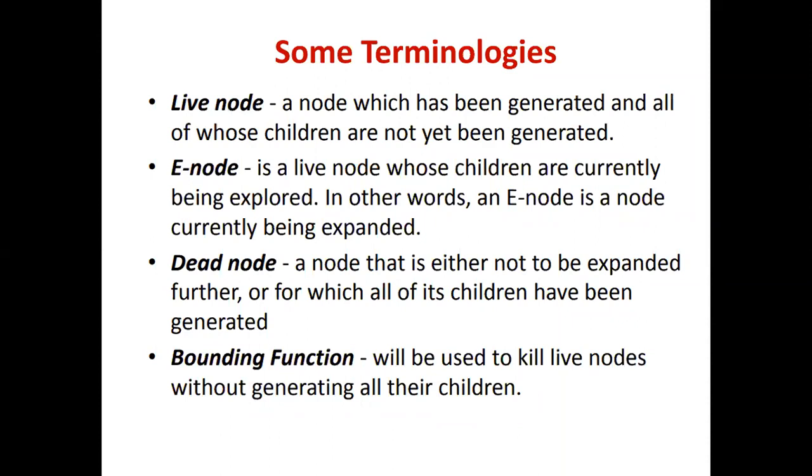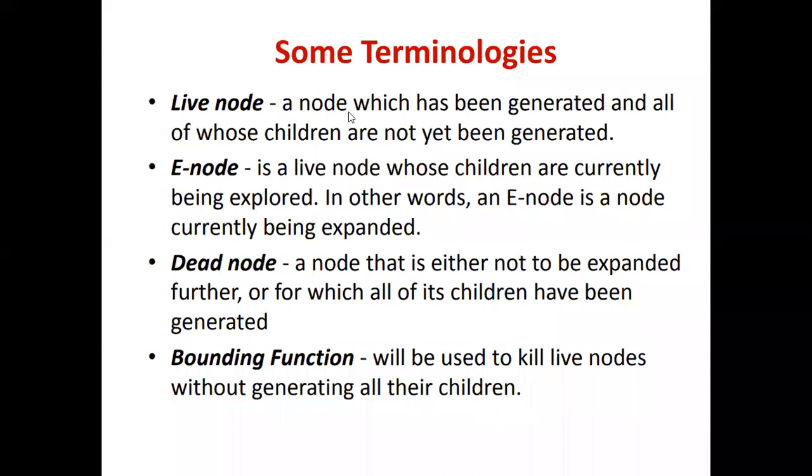Any node is called a live node whenever it has been generated, but whose children nodes are not yet generated. Currently it has been generated, but whose children nodes are not yet generated, you call such nodes a live node. Next is E node. So what is this E node? E node is nothing but a live node whose children are currently being explored.